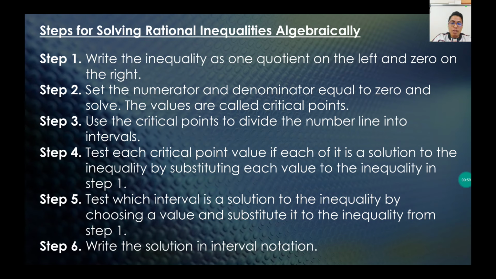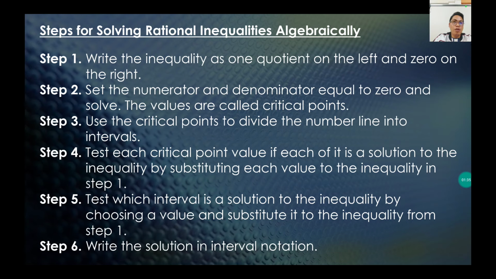The critical points on step 3 will be used to divide the number line into intervals. So we will draw the number line and then we will put these critical values as a division of the number line into intervals. And then after you have drawn the number line, we have to test each critical point value. So isosolve natin yung critical point value na yun na nakuha natin sa step 2 if they will be the solution on our inequality in step 1.